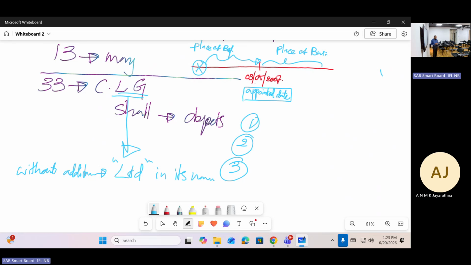Understood. If this company is able to satisfy these three conditions, then by a license, the Registrar directs the company be registered as a company limited by guarantee. This company need not mention the word limited in its name. But other companies have to mention the word limited in their name.